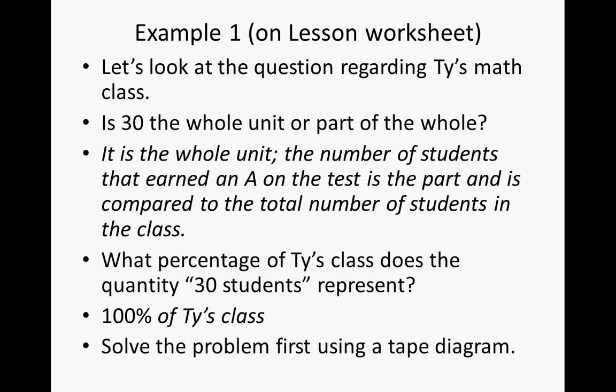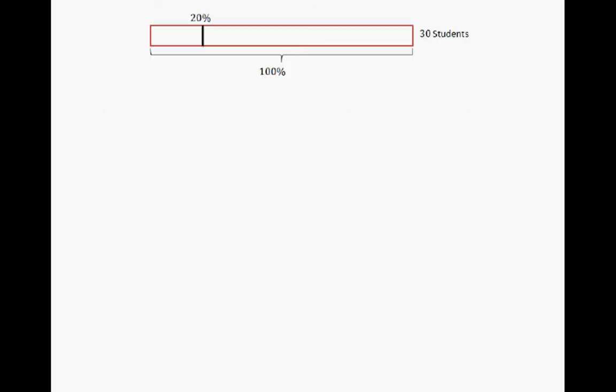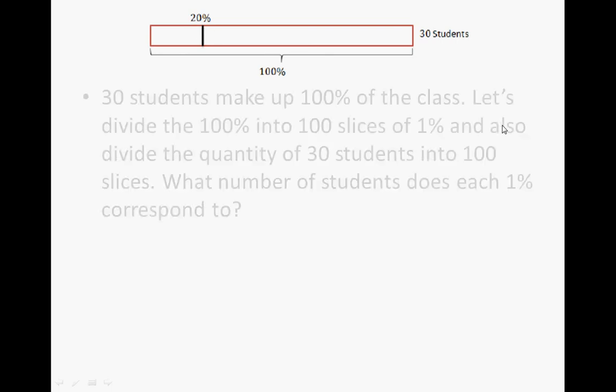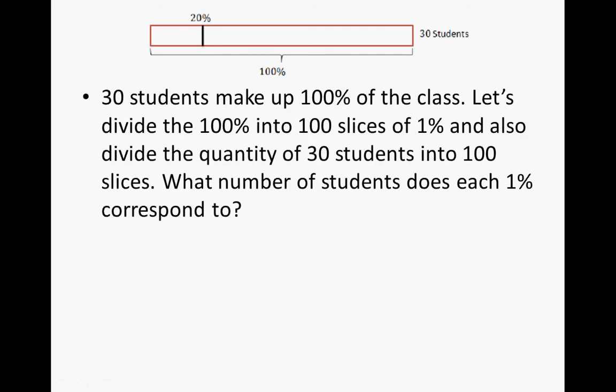So solving the problem first using a tape diagram. So we're going to draw a tape diagram of this. And so if you need to stop the video to copy this down, please go ahead and do so. So we want a tape to represent a box or a rectangle, and that whole thing is 100%. And 100% is also 30 students. We want to know what 20% is, so approximately 20% is in this area. So 30 students make up 100% of the class.